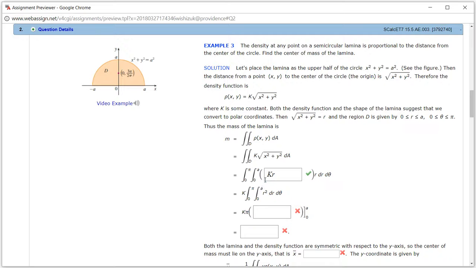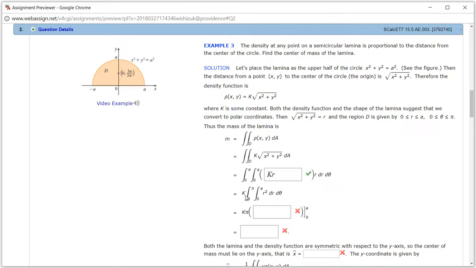Next, we're going to pull k outside here. Then you combine this r and this r, because there's an r as part of the area element, so it's r squared. Then we want to find the antiderivative of r squared. Actually, it looks like it's okay.